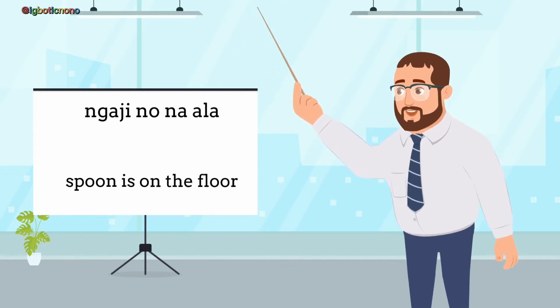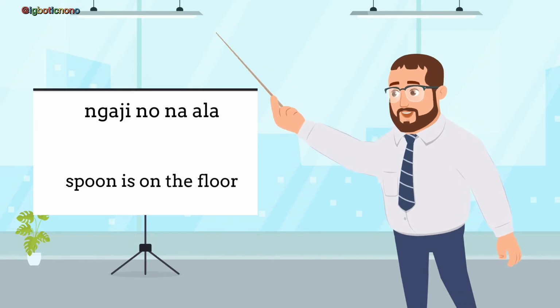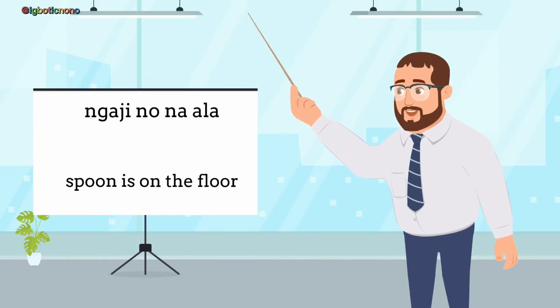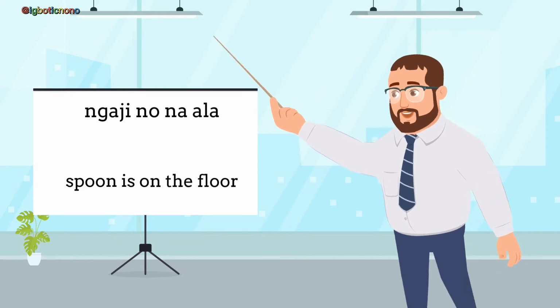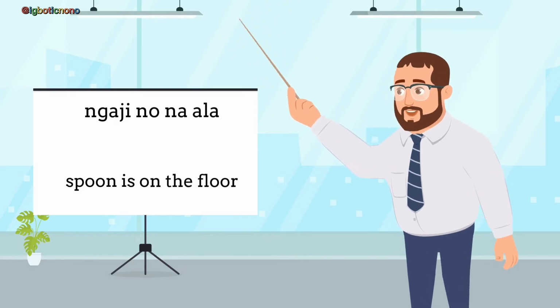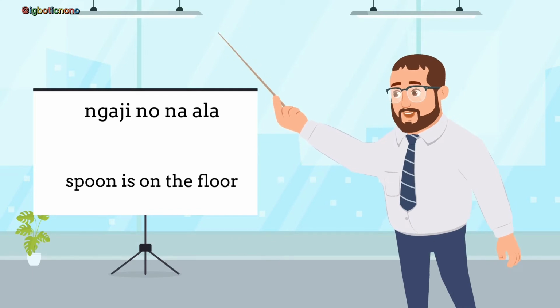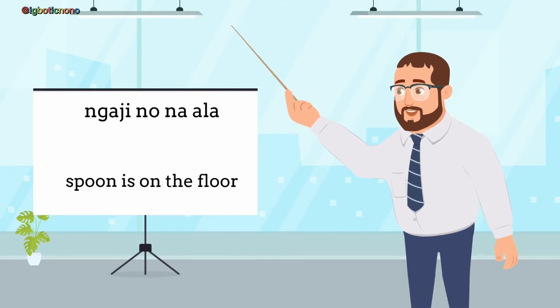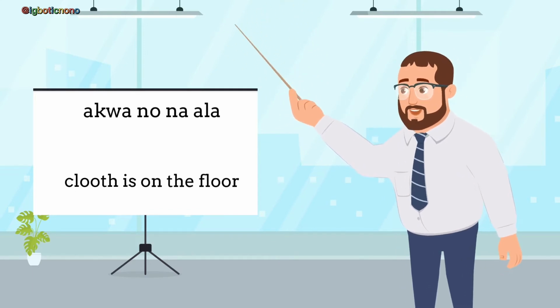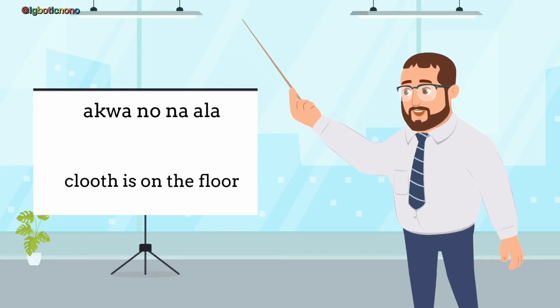Sorry guys. Ngaji nọ na ala. Spoon is on the floor. Akwa nọ na ala. Cloth is on the floor. Sorry for the cloth double. Oh, that's a mistake. Akwa nọ na ala. Cloth is on the floor.